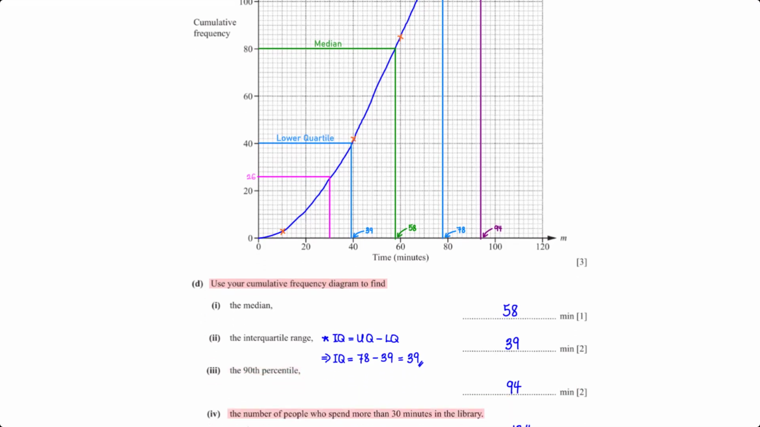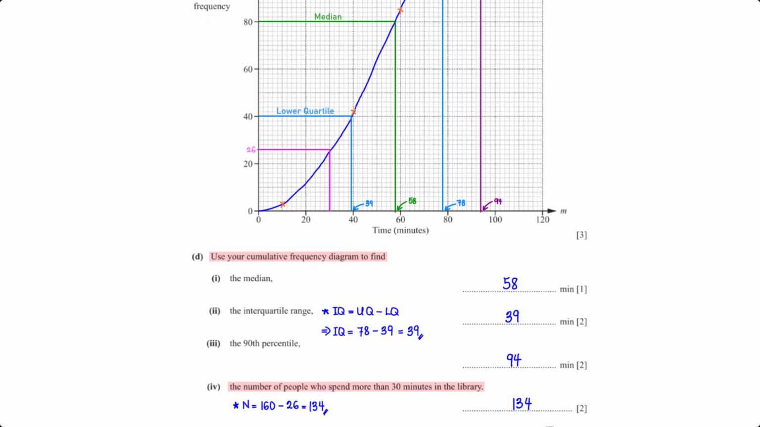Find the number of people who spend more than 30 minutes in the library. On the diagram, when we map 30 minutes from the horizontal axis to the cumulative frequency graph, we get 26, which represents the number of people who spent 30 minutes or less at the library. So to get the number of people who spent more than 30 minutes, we subtract 26 from the total number of people, which is 160. 160 minus 26 gives us 134.